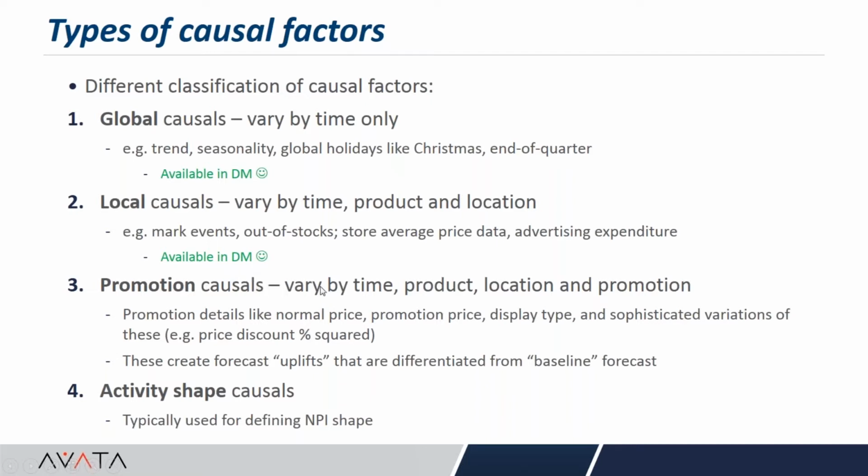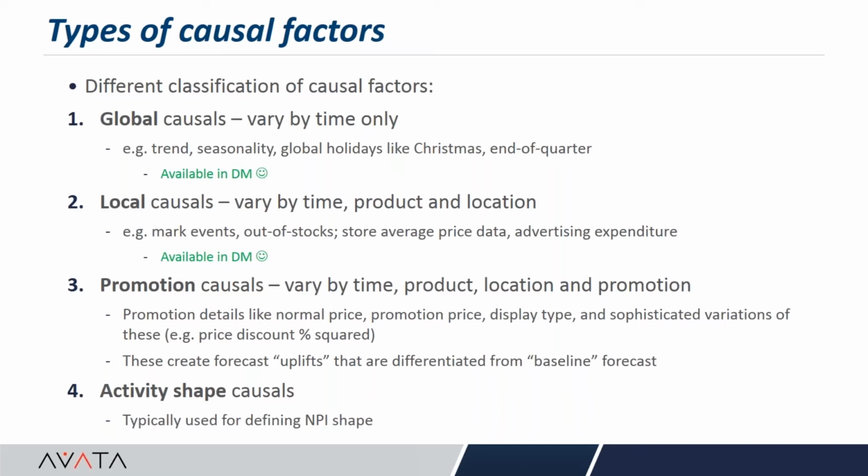Now, promotion causals vary by time, product, location, and a promotion dimension, which means that individual promotions can be marked as a particular entity, and then you store the details of the promotion against that entity. That would be things like normal price, promotion price, display type, and any kind of sophisticated variation of those things. So they get stored against an individual promotion dimension. The other thing that's different about promotion causals is that they create uplifts which are differentiated from the baseline forecast. So it does uplift modeling, and that's something even more sophisticated again than a local causal.